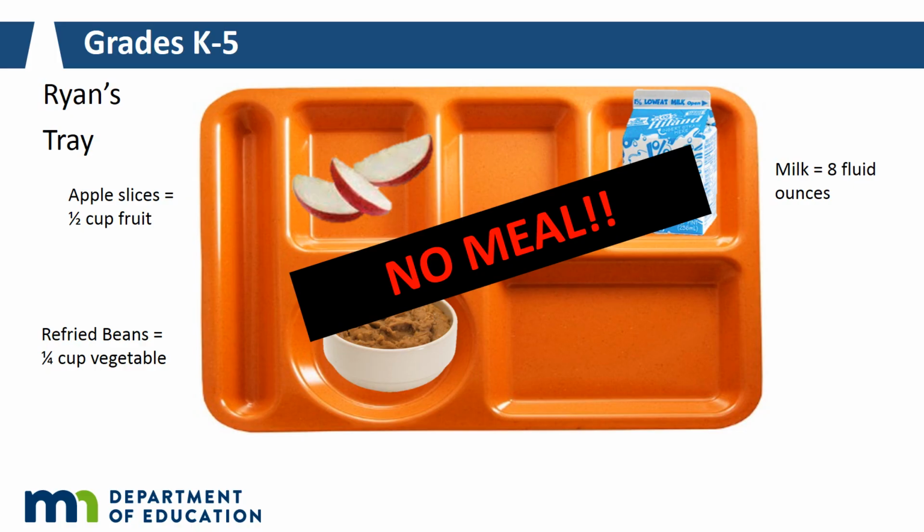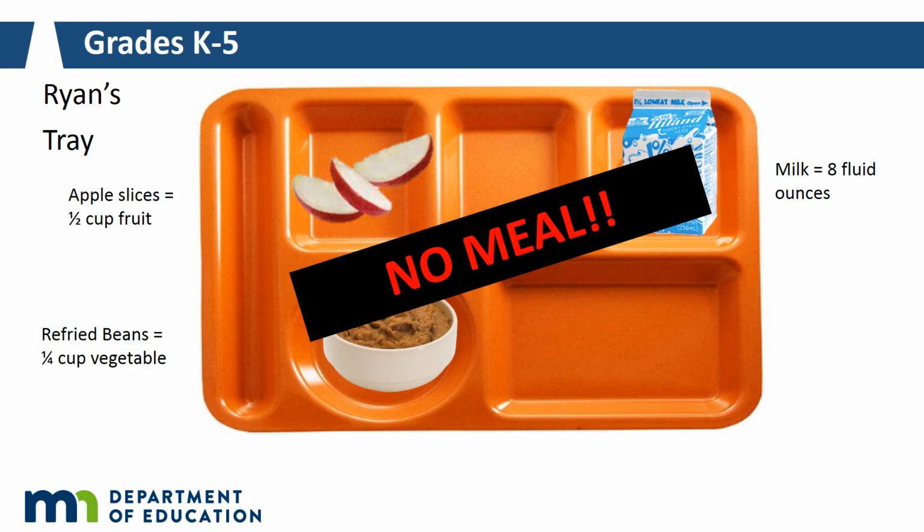One thing about this example that's kind of interesting and important is that the beans can credit as a vegetable or they can credit as a meat alternate. The important thing to note, though, is that they cannot count as both and they cannot count as either or at the point of service.